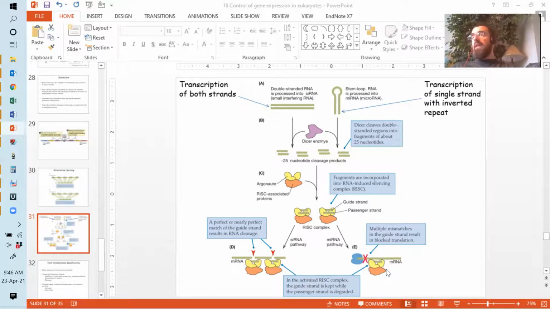And so even though the mRNA is still present, it is now functionally inactive and unable to be translated. So again, you've now shut down expression of that gene.